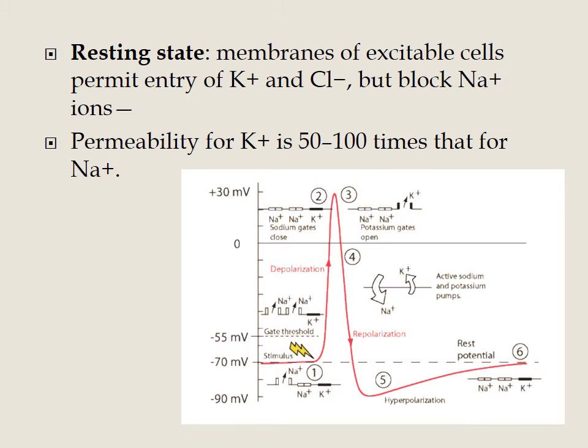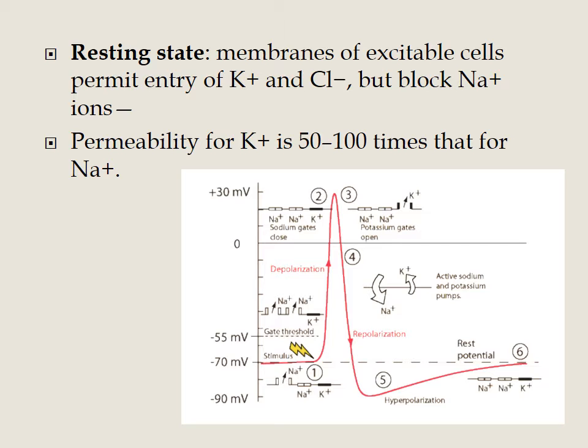The next one is the resting state, that is minus 70 millivolt. The stimulus starts from the minus 70 millivolt resting potential. The membrane of excitable cells permits entry of K plus and Cl minus ions, but blocks Na plus ions, that is sodium. They have 50 to 100 times more permeability for K plus than for Na plus ions. After it reaches the threshold voltage, the signal will travel.